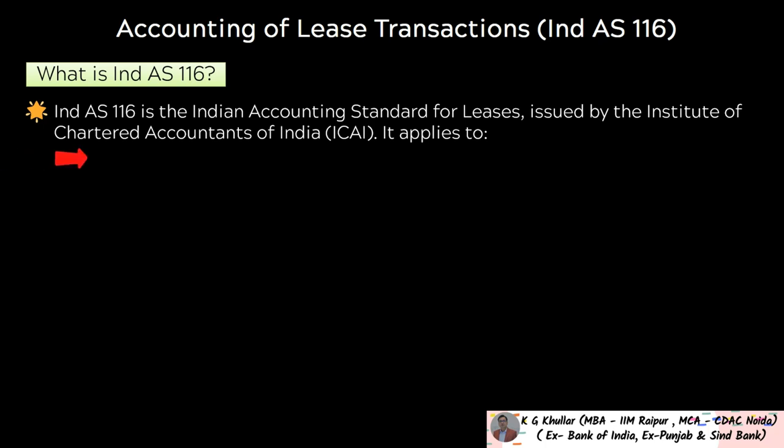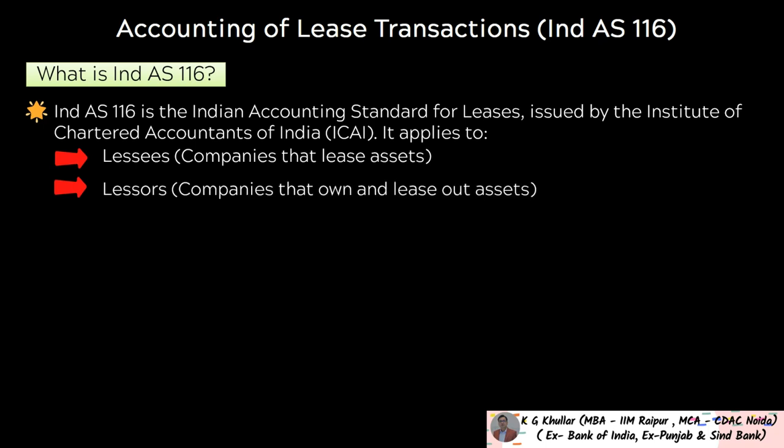So what is Indian Accounting Standard 116? Friends, Indian Accounting Standard 116 is the Indian accounting standard for leases issued by the Institute of Chartered Accountants of India, that is ICAI. It applies to first, lessees, that is companies that lease assets, and second, lessors, that is companies that own and lease out assets.